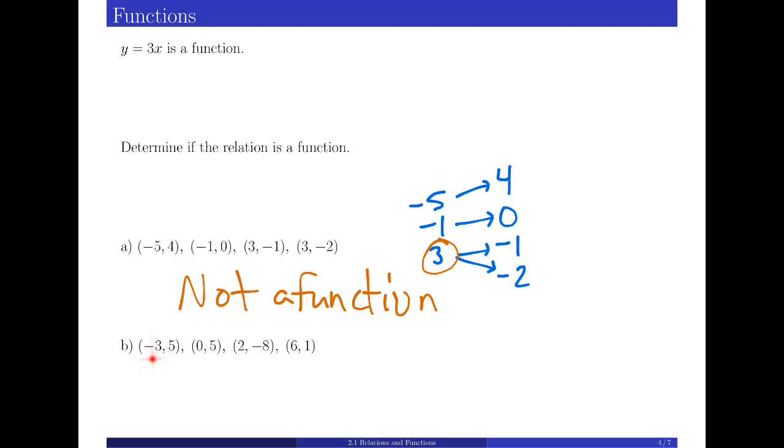So for B, we have -3 going to 5, 0 to 5, 2 to -8, 6 to 1. Do we have any repetitions in the domain? No, each of those are unique, right? -3, 0, 2, and 6. So none of those are repeating and going to more than one value. So this is a function. And what would maybe trick you is that we have two values going to 5. But again, it's okay for multiple values to have the same output as long as they only have a single output.